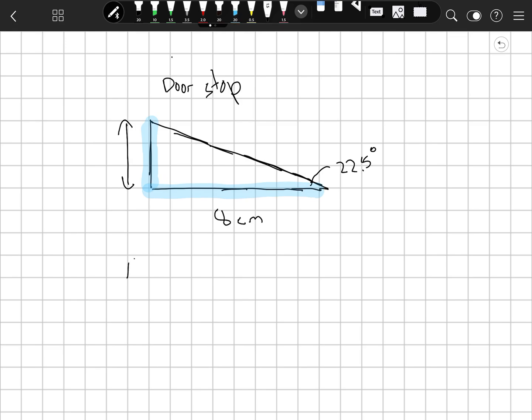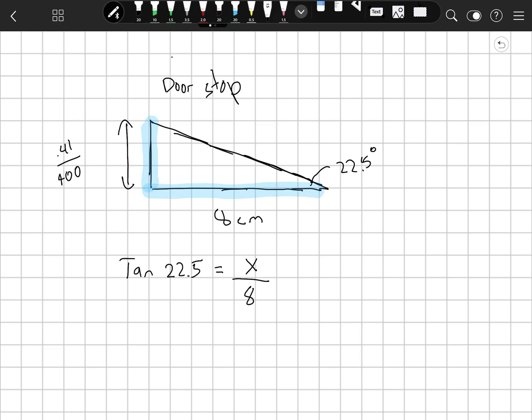So I'm going to write tangent at 22.5 degrees equals the height x over 8. And tangent 22.5 is going to make some kind of ratio. So I'm just going to type tangent 22.5. It makes a ratio of about 0.41. So 0.41 for the opposite to 1.00 for the adjacent. So less than half as big.